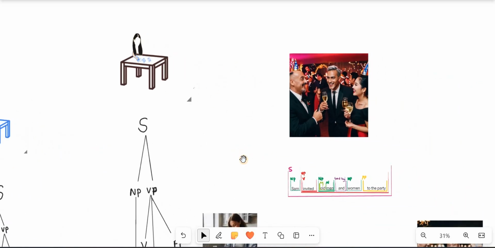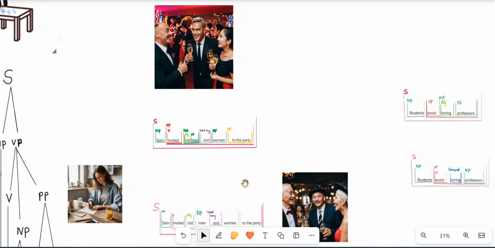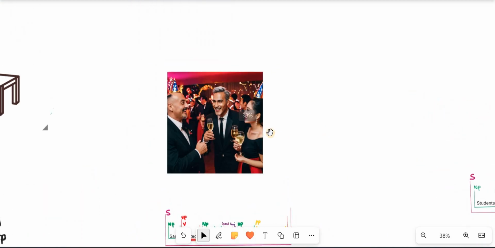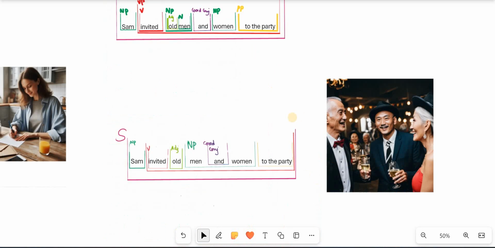Now let's move on to the next structural ambiguity, which is Sam invited old men and women to the party. Now if this is Sam, then Sam invited old men and women to the party. As you can see, the woman here is not old, so here old modifies just the men, right? Then in the second meaning, in the second layer, we have Sam invited old men and women to the party. There old, the adjective, modifies both men as well as women. So here both the man as well as the woman are old.